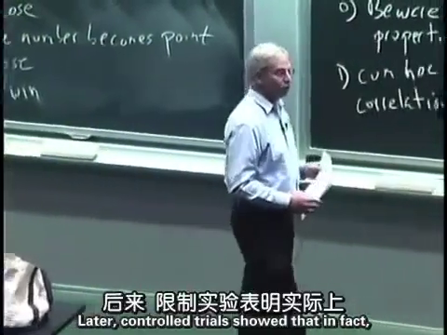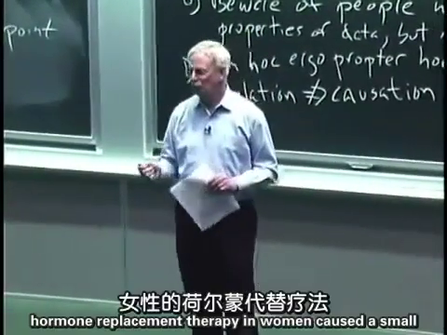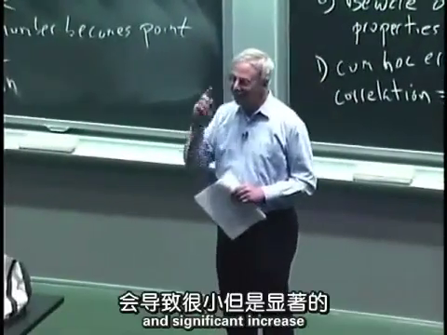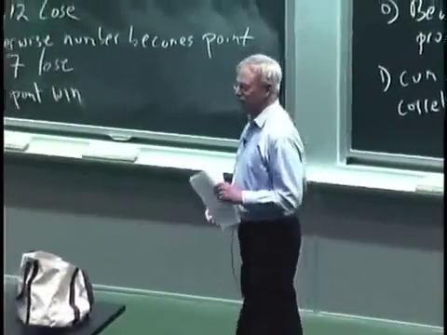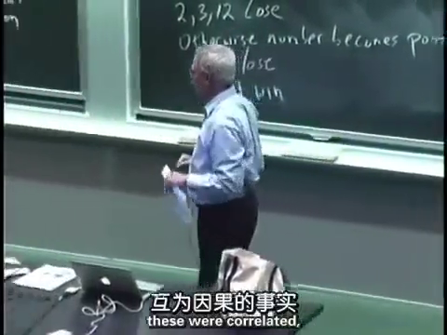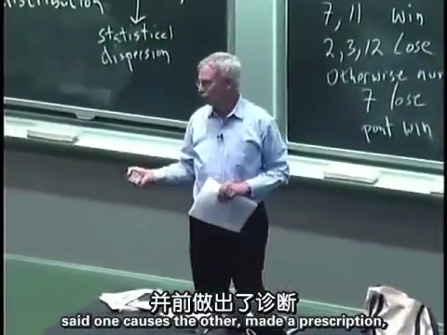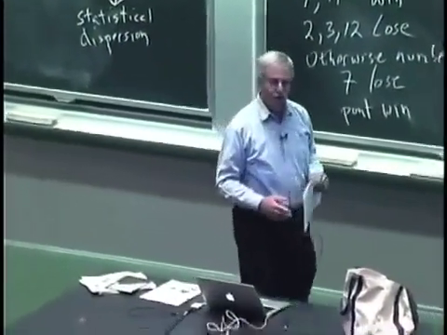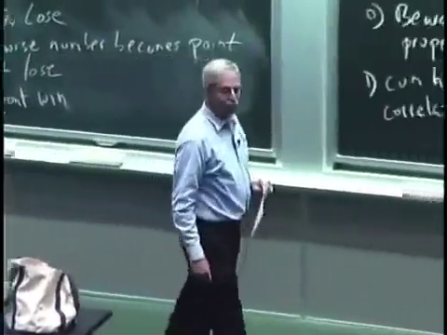Later, controlled trials showed that, in fact, hormone replacement therapy in women caused a small and significant increase in coronary heart disease. So they had taken the fact that these were correlated, said one causes the other, made a prescription, and it turned out to be the wrong one. Now, how could this be?